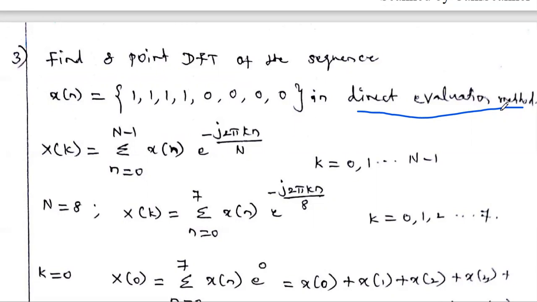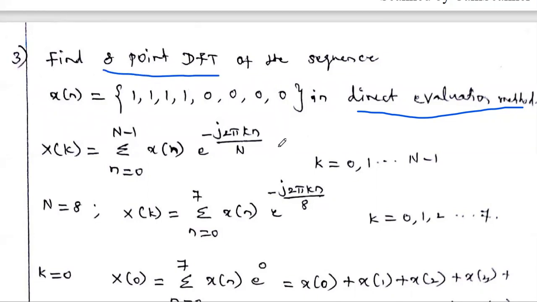This is a big question, a part B question. Here you see how many samples are given: 8 samples. The x of n, the input time domain sequence, consists of 8 samples, first 4 ones and 4 zeros. So we have to solve it for 8 points. Depending upon the number of samples, we select the DFT. If the given samples are 4, we may use the 4-point DFT. If the given samples are 8, we use the 8-point DFT.